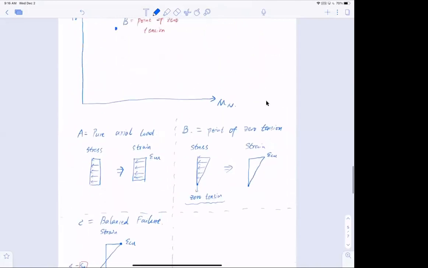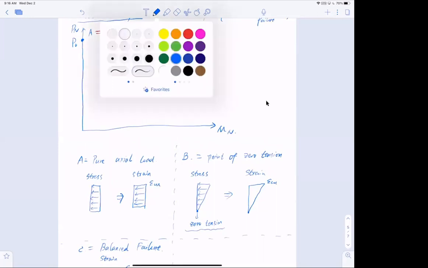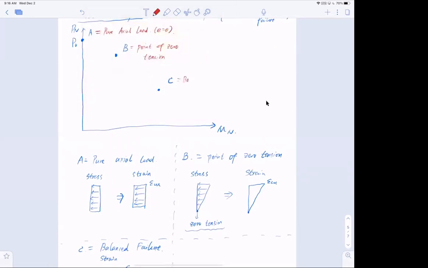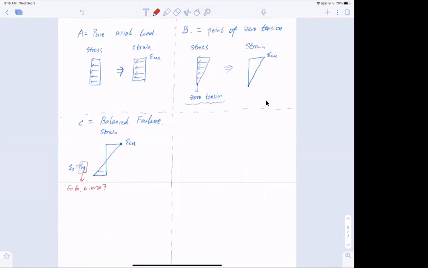Okay, so scrolling down the memory line, A and B, now I have my balanced failure somewhere right here. Let me switch a color and I call this balanced failure. So that's the point C. Now, again, I can continue to do that, and I apply more bending moment. You can see that I always keep the compressive strain of the concrete at epsilon Cu, so again, this is constant epsilon Cu, and apply more moment.